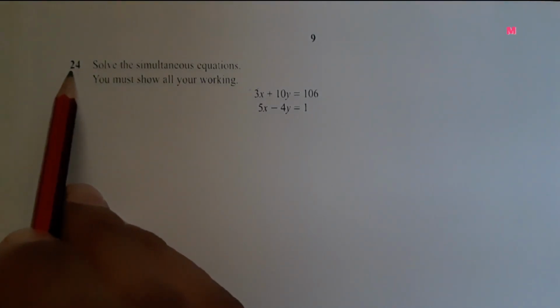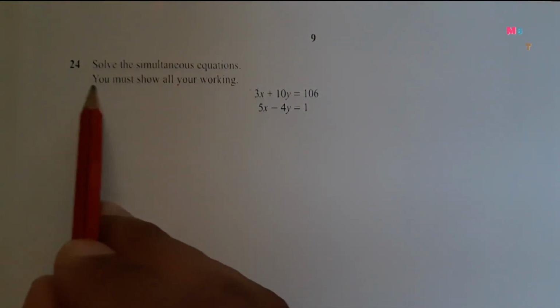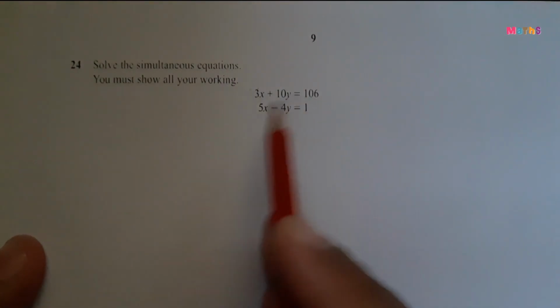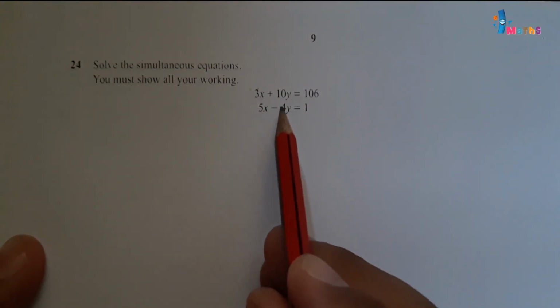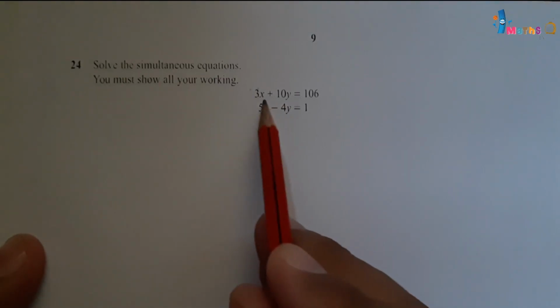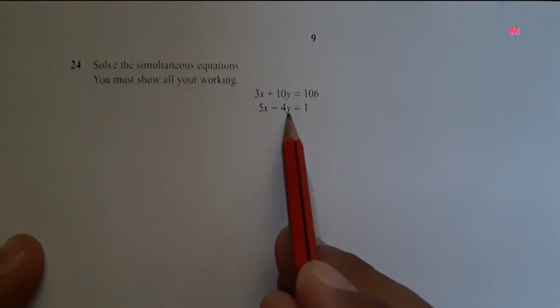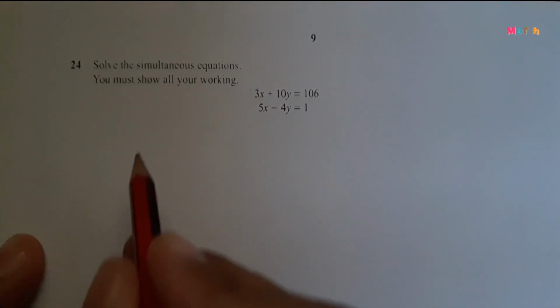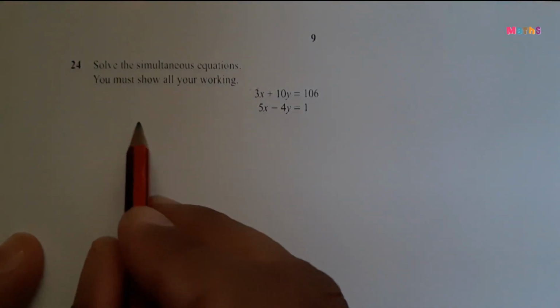Question number 24. Solve the simultaneous equations. You must show all your working. You can use the elimination method, because all variables have coefficients. So it is better to use the elimination method. The substitution method will be a little complicated. So I will go for the elimination method.